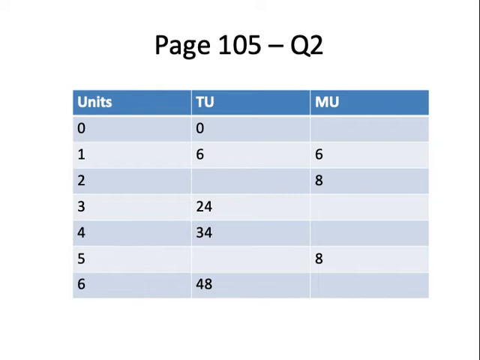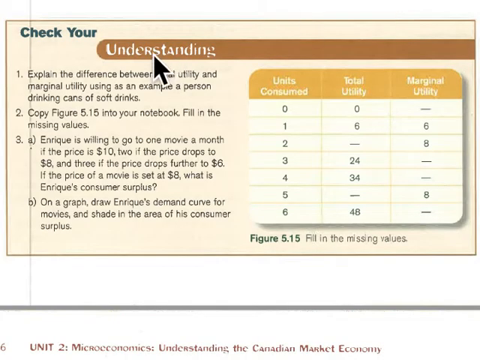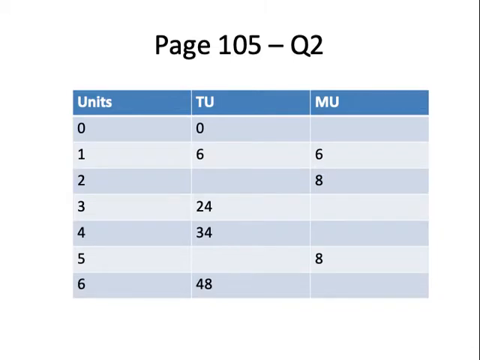So at this time I want to pause, and I want you to flip to page 105, question number 2 in your textbooks. Copy this table into your notebooks, and I want you to calculate, if I consume 0 units, 1 unit, all the way up to 6 units, what's my total utility and what's my marginal utility. This will help ensure you have a good understanding of what these two concepts are and how they relate to one another. So just pause and take a moment to do that.